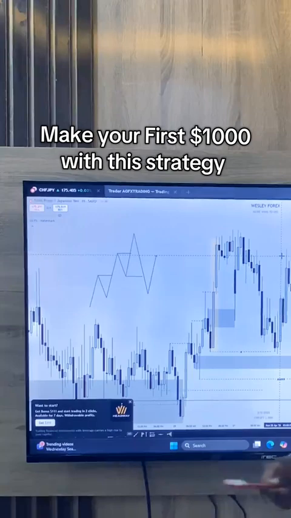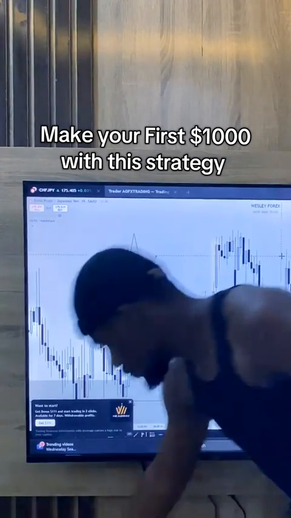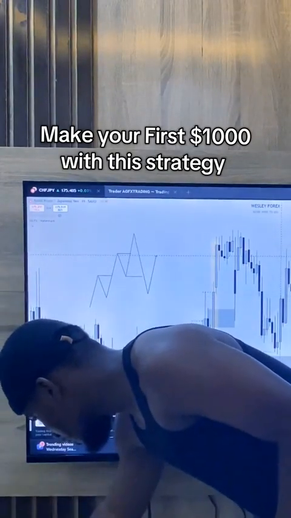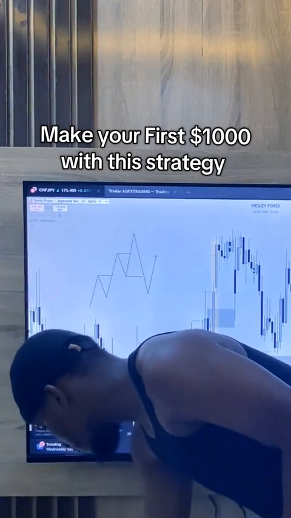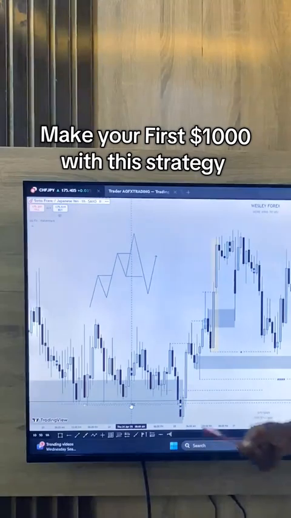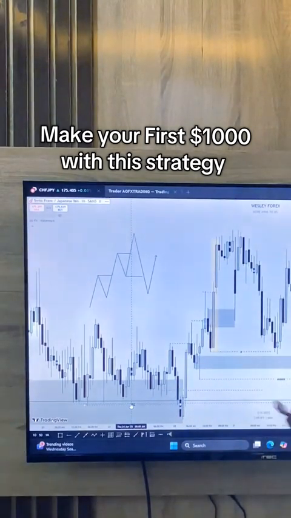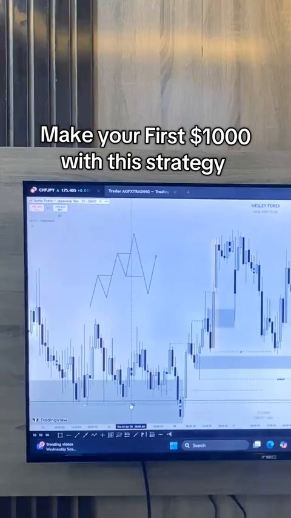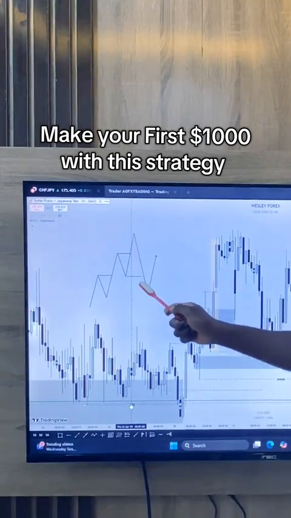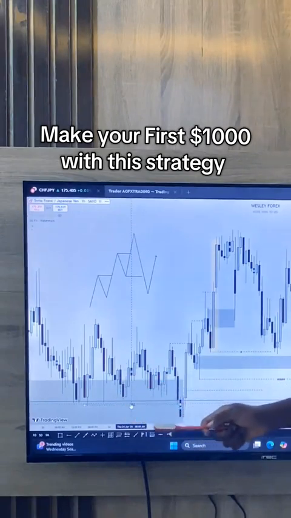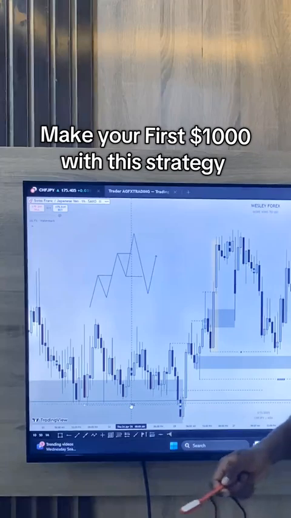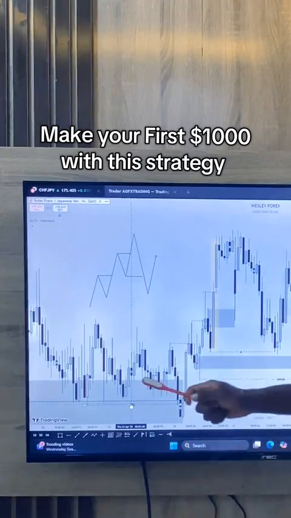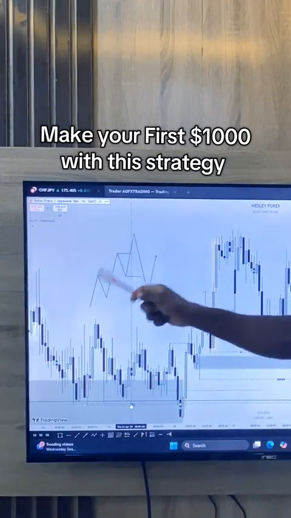Now, what is the concept behind the 3 drive pattern? The concept behind the 3 drive pattern is basically that you have 3 impulsive movements. So you have 1, 2, 3. Now after the 3rd impulsive move, the retracement, or the corrective move that comes after that, is expected to take out the previously formed higher low in this case, because this is an uptrend.